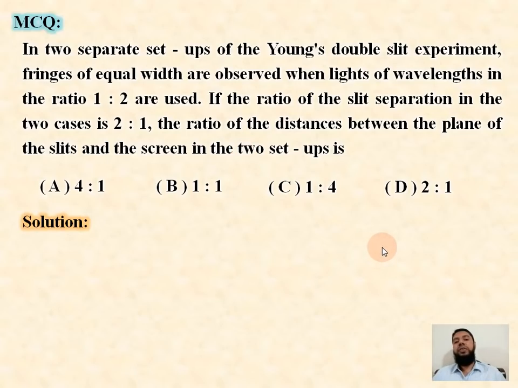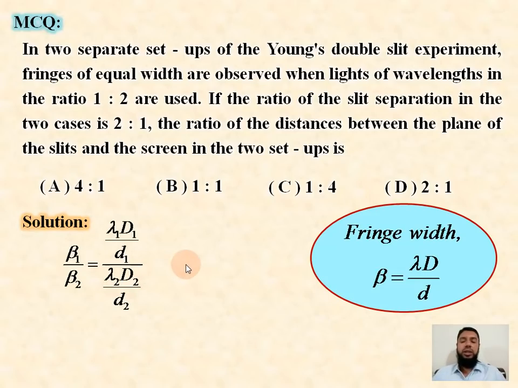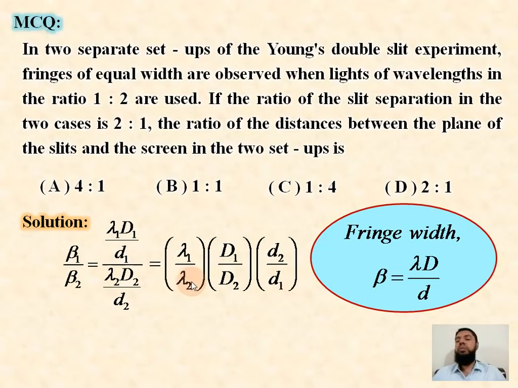We know that the fringe width is given by beta equal to lambda capital D by small d. When we use this relation in the two cases and take their ratio, beta 1 by beta 2 is equal to lambda 1 D1 by d1 divided by lambda 2 D2 by d2. Then rearranging by taking the reciprocal, we get the very important relation: lambda 1 by lambda 2 equals d1 by d2 times D2 by D1.